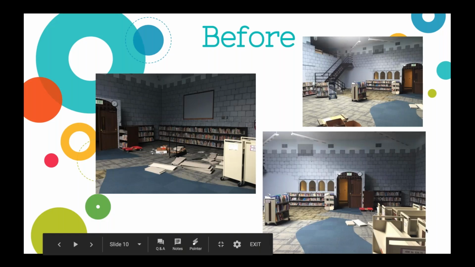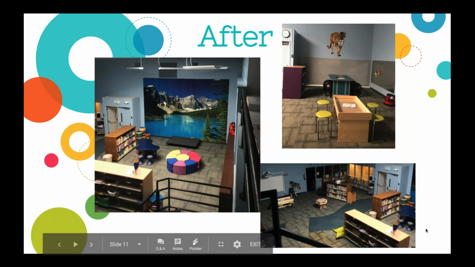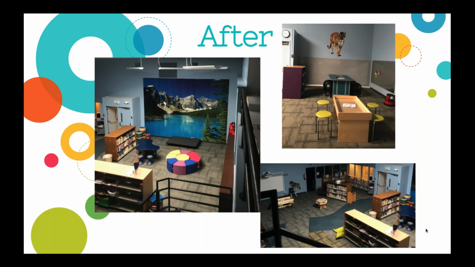And so afterwards, this school's name is Mountain View, and the principal really wanted an outdoor theme. They have recently adopted the Reggio Emilia approach, which is all about nature and connecting to nature and being really calm and really quiet. So we found this huge mural and put it on the wall in the library to give the students the feeling that they were outside.